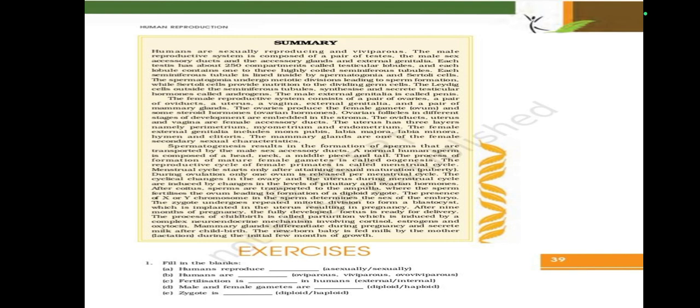After 9 months of pregnancy, the fully developed fetus is ready for delivery. The process of childbirth is called parturition, which is induced by a complex neuroendocrine mechanism involving cortisol, estrogens, and oxytocin. Mammary glands differentiate during pregnancy and secrete milk after childbirth. The newborn baby is fed milk by the mother. Lactation is important during the initial few months of growth.